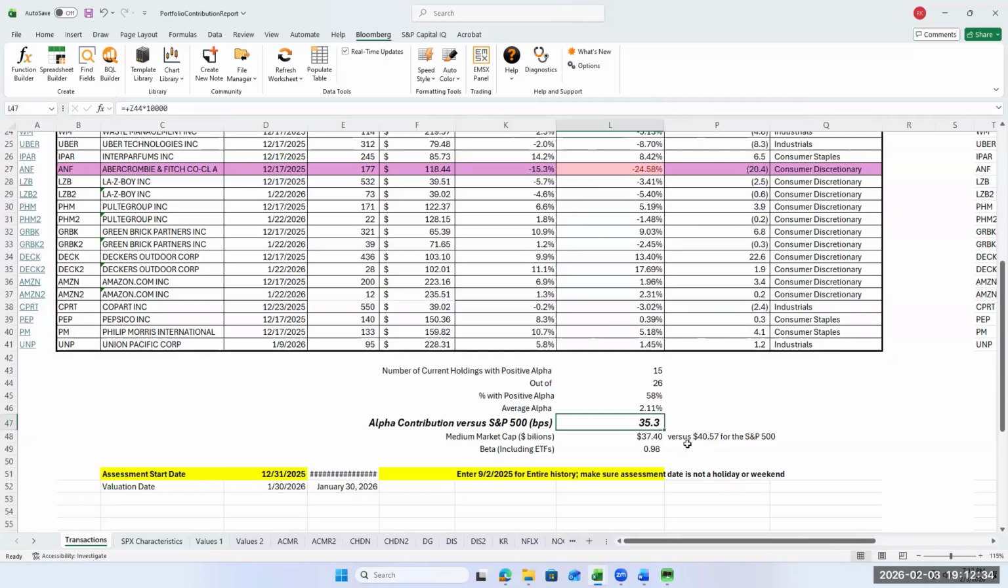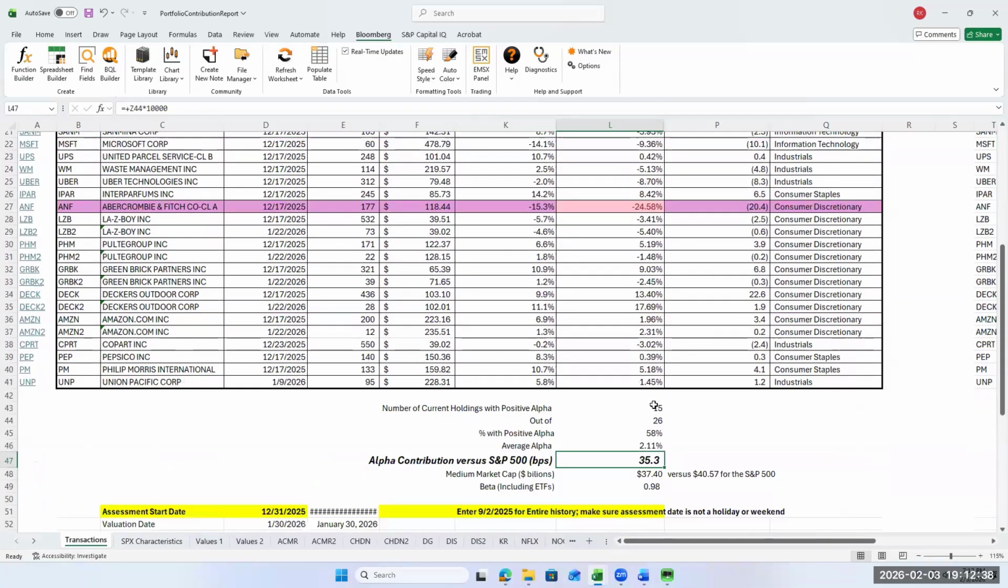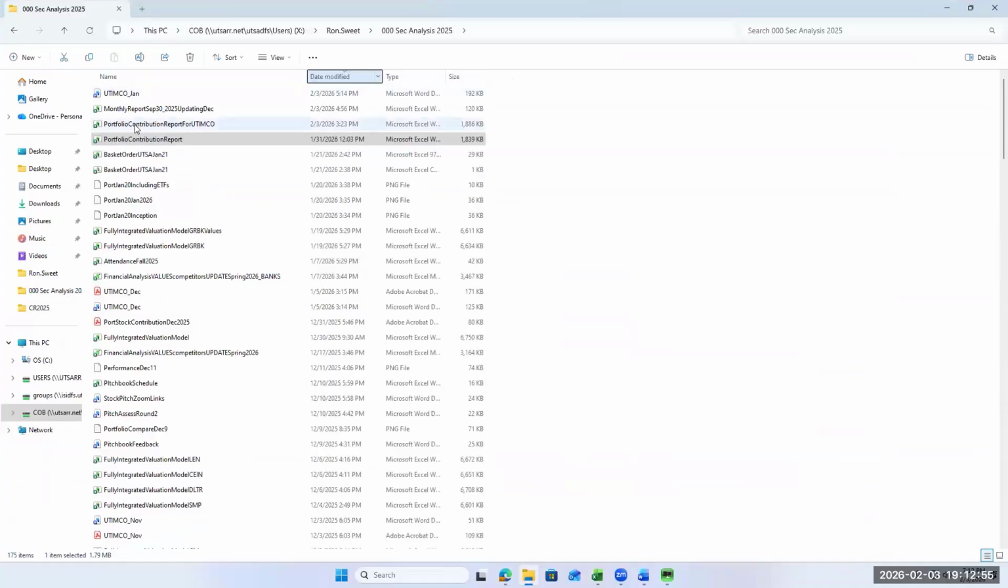So January by itself, we added 35 basis points. You can see where it came from. 15 of our 26 stocks beat their benchmarks. I'm writing the report for January. I'll have that out on Canvas and to UTMCO pretty soon. So we are beating the market, the S&P.